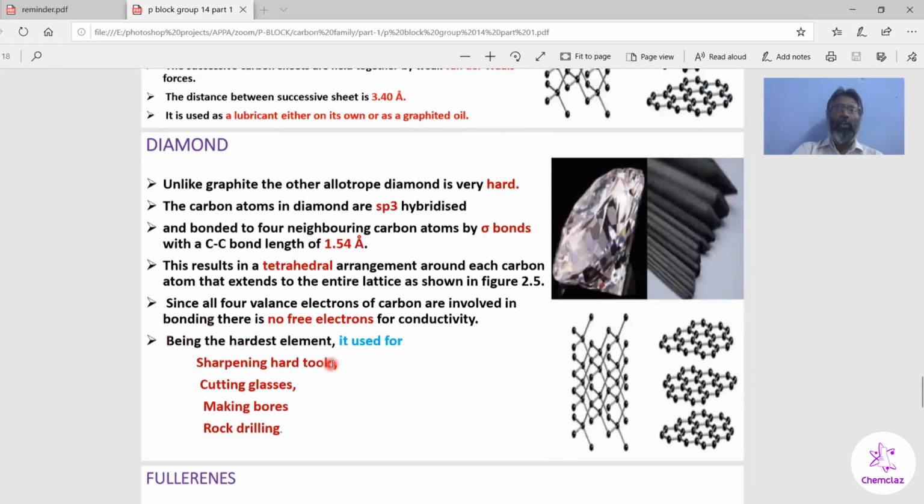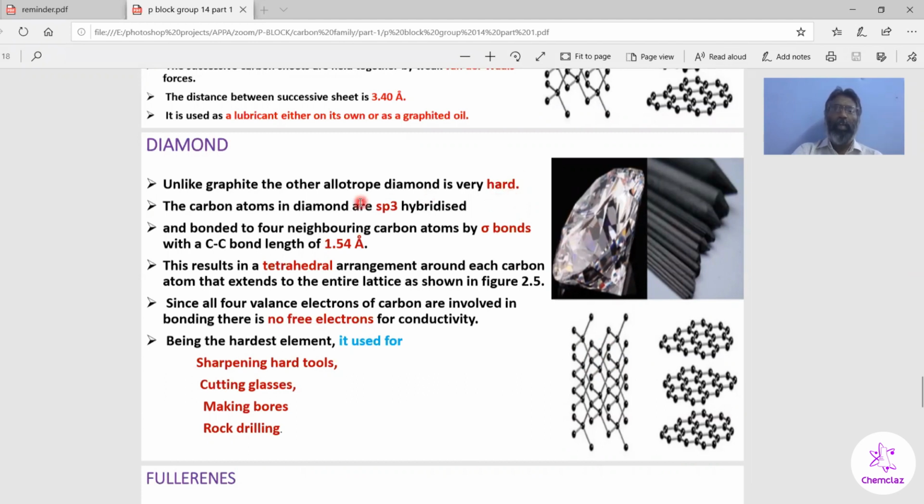The second allotropic form of carbon is diamond. Unlike graphite, this one is a hard material. Diamond is a hard material. The reason is its network structure. Carbon is involved in the network structure, which leads to the hardness of the substance.